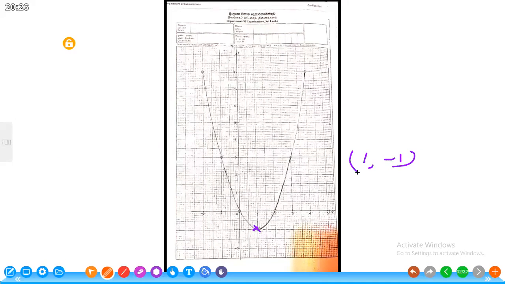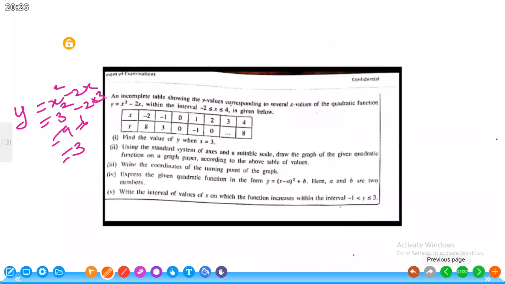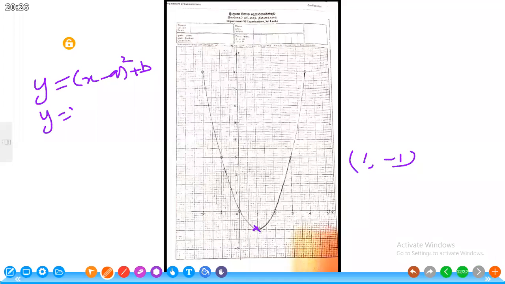Then the fourth one, express the given quadratic function in the form y is equal to (x minus a) squared plus b. Here in the question, the function is given, students. The equation of the function is y is equal to x squared minus 2x. But we convert it into the form y is equal to (x minus a) squared plus b. How to convert into the form? You make the perfect square. So you have to add half of the coefficient of x, squared. Here, what is half of negative 2? Positive 1.